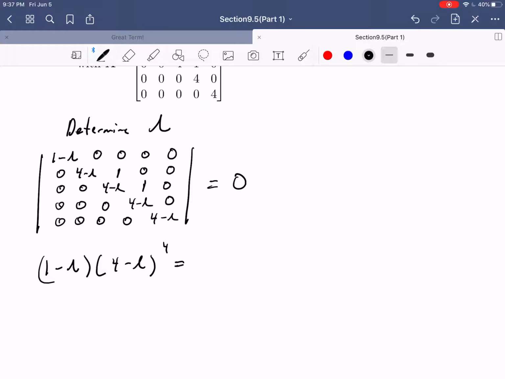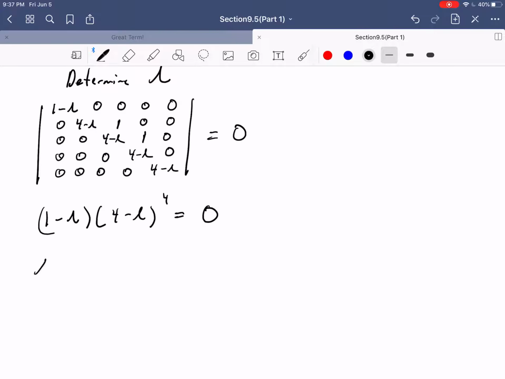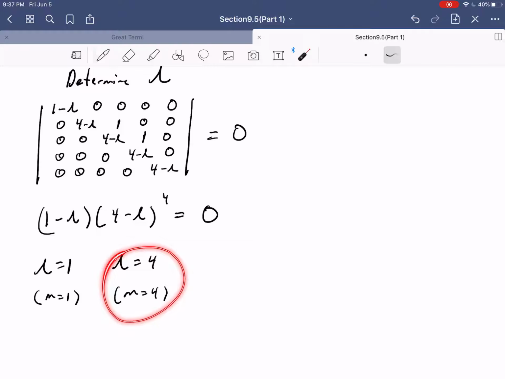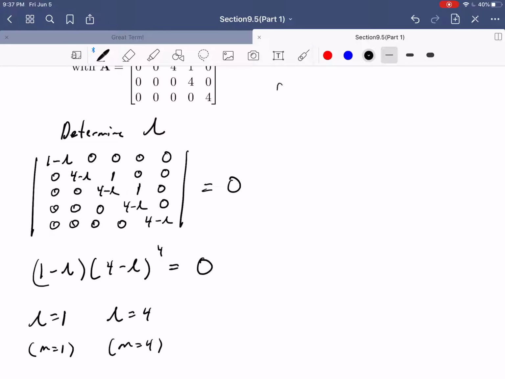So we get something that looks like that, and it looks like we have a lambda equals 1 with multiplicity 1, and a lambda equals 4 with multiplicity 4. Again, this guy is our concern because it has a multiplicity higher than 1, so there's potential for this guy to be defective here. But let's start with the easier one. Let's think about the lambda equals 1.